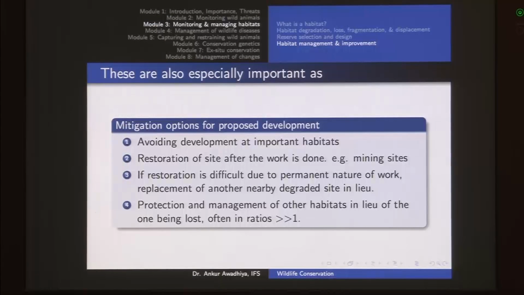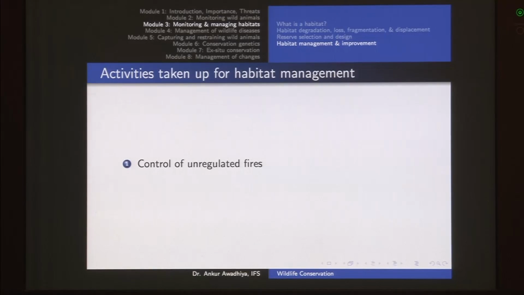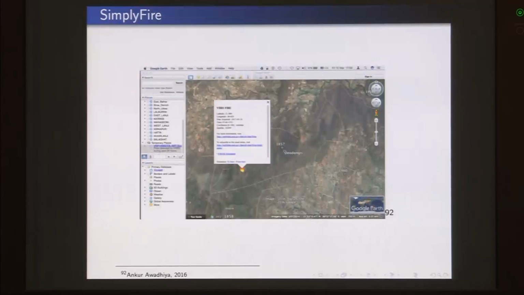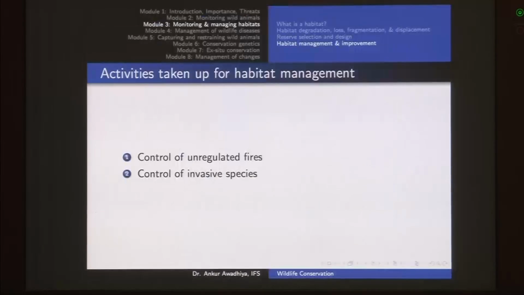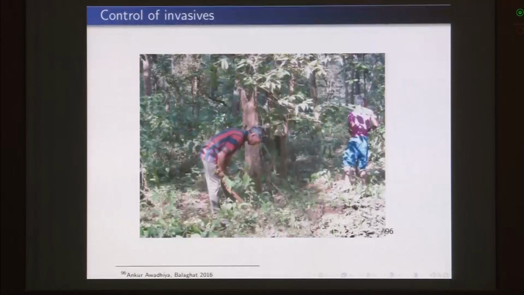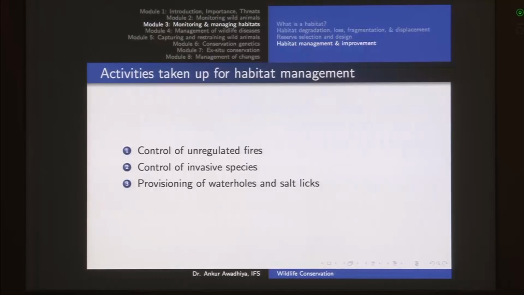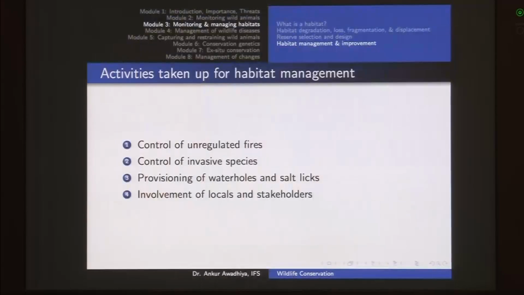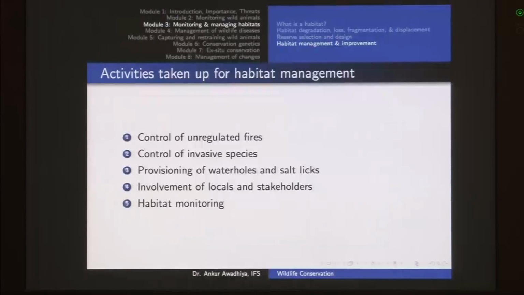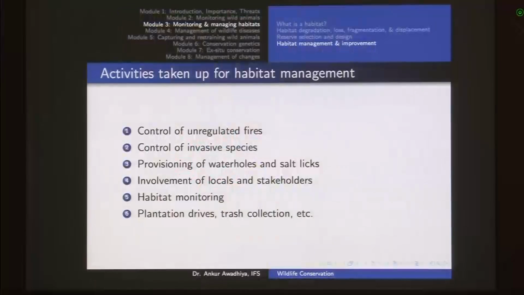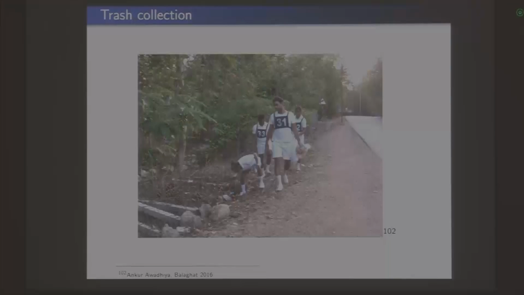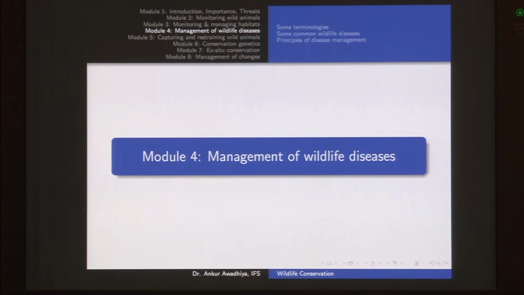Now we also looked at different mitigation options, and then what are we doing for habitat management? So control of fires, we are using more and more technologies, then control of invasive species, provisioning of water holes and salt licks, involvement of locals and stakeholders, habitat monitoring, plantation drives, trash collected, and so on. So all these are being done for habitat management. The fourth module was on management of wildlife diseases.